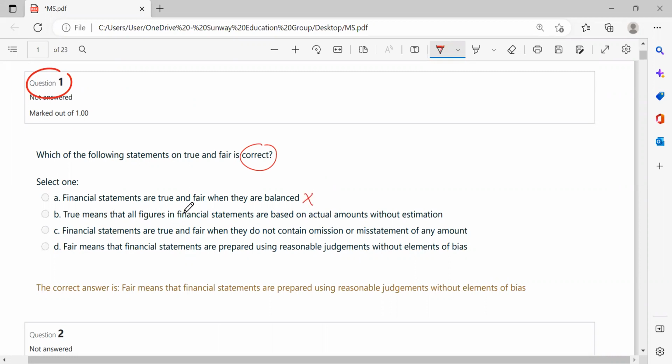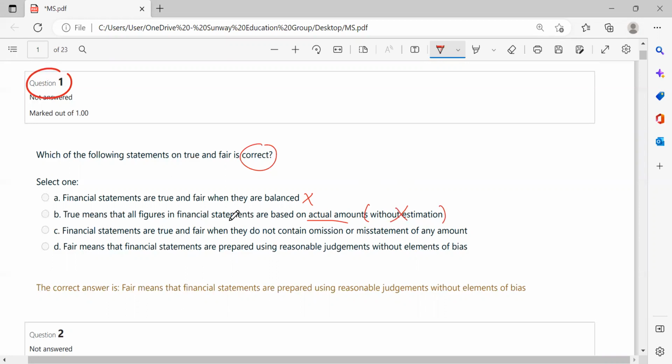True means that all the figures in financial statements are based on actual amounts without estimation. Then what about depreciation? I told you before, depreciation is merely an estimate. So it is not necessary that it must be based on facts and actual figures. We can use estimation also, as long as the methods are suitable. So this is wrong as well.